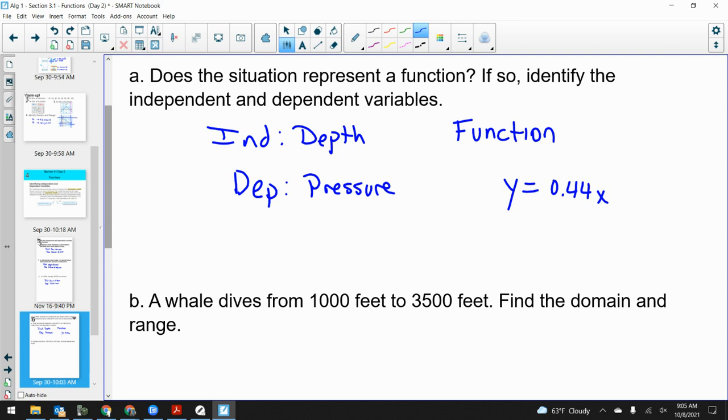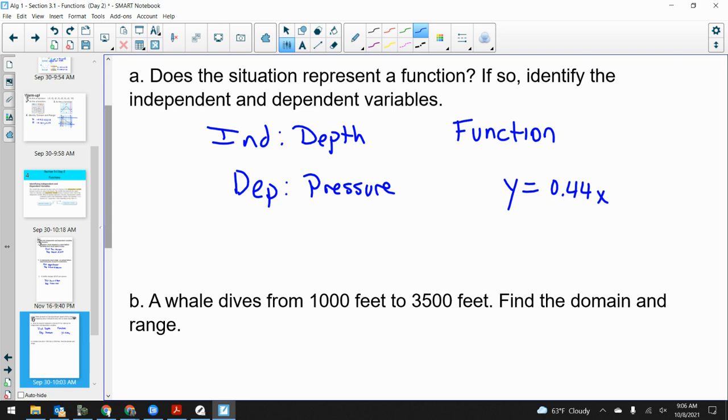Now, okay, so we've got a whale. It's at 1,000 feet. And this is underwater. It does not dive from 1,000 feet up in the air. That would not be good. It dives from 1,000 feet to 3,500 feet. That's its depth that it likes to stay. 1,000 feet to 3,500 feet.